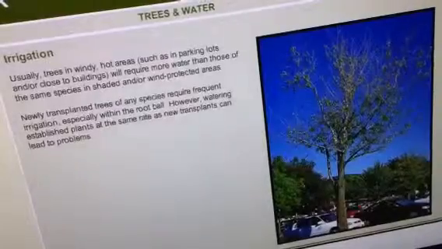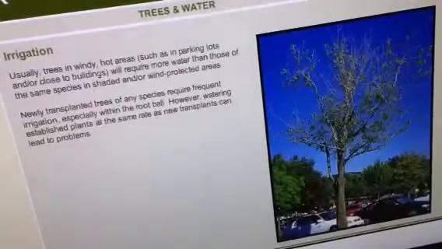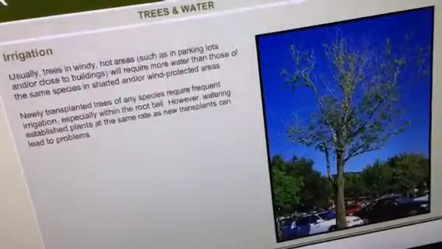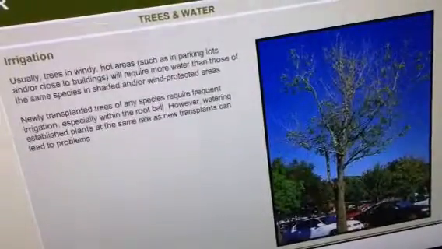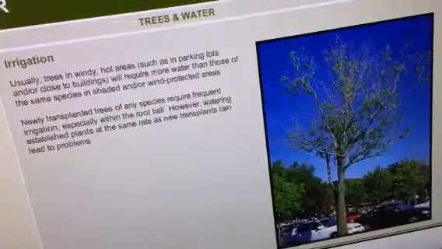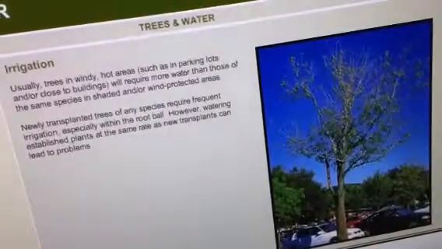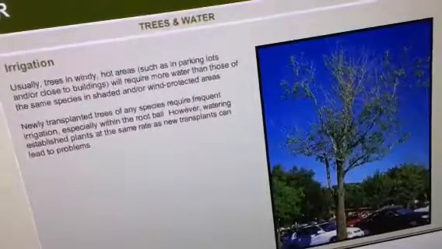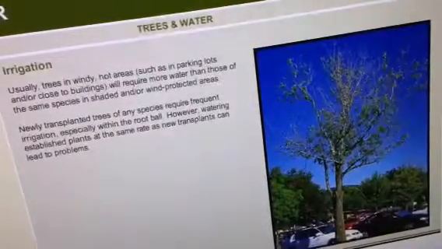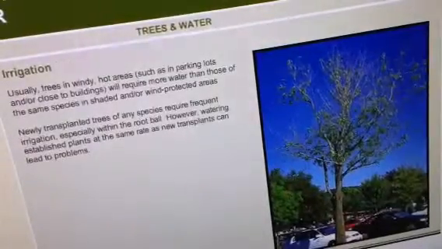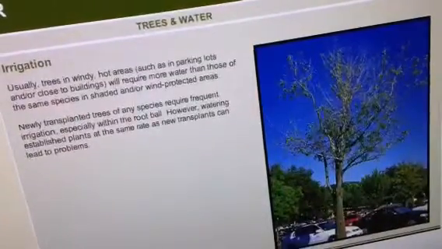Usually, trees in windy, hot areas, such as in parking lots and or close to buildings, will require more water than those of the same species in shaded and or wind-protected areas. Newly transplanted trees of any species require frequent irrigation, especially within the root ball. However, watering established plants at the same rate as new transplants can lead to problems.